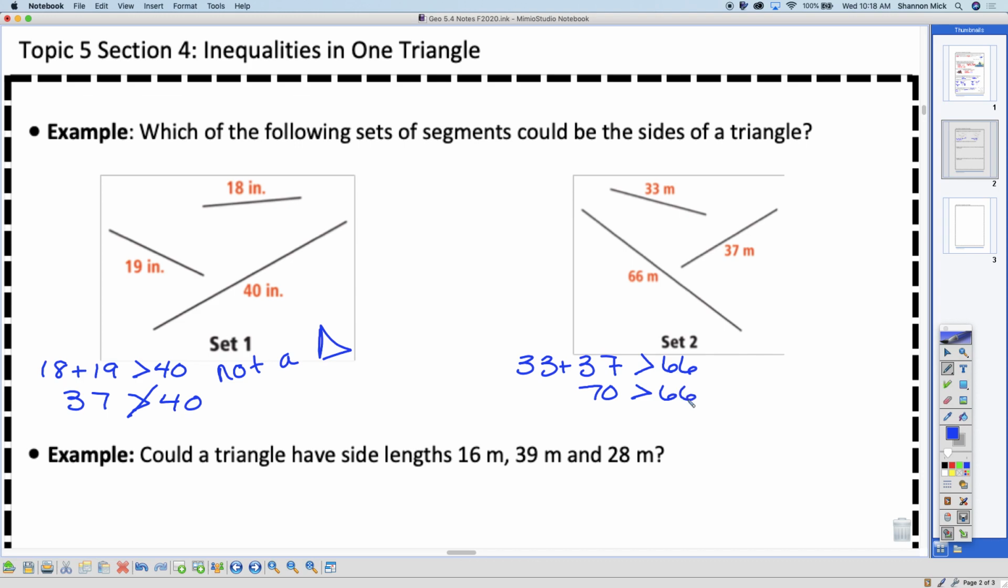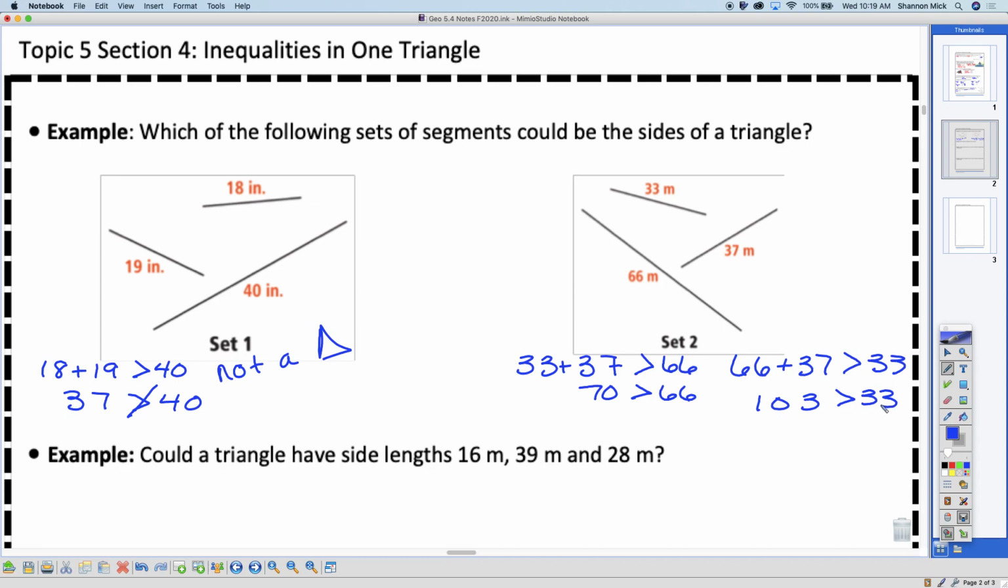I have to check all three now. Would it be 66 plus 37? It has to be bigger than the other side, 33. Is this bigger than 33? Yeah. I don't believe it. Oh, you don't believe it? So let's add it. So we get 103.